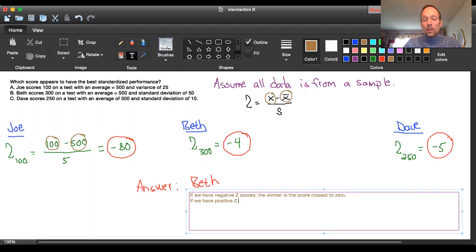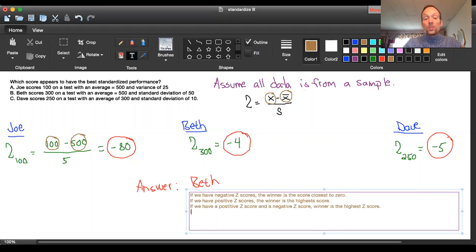if we have positive z-scores, the winner is the highest score. And when we say score, we're talking about z-score here. Okay, if we have a positive z-score and a negative z-score, then the winner is going to be straight away the highest z-score. So we're going to say the winner is the highest z-score.